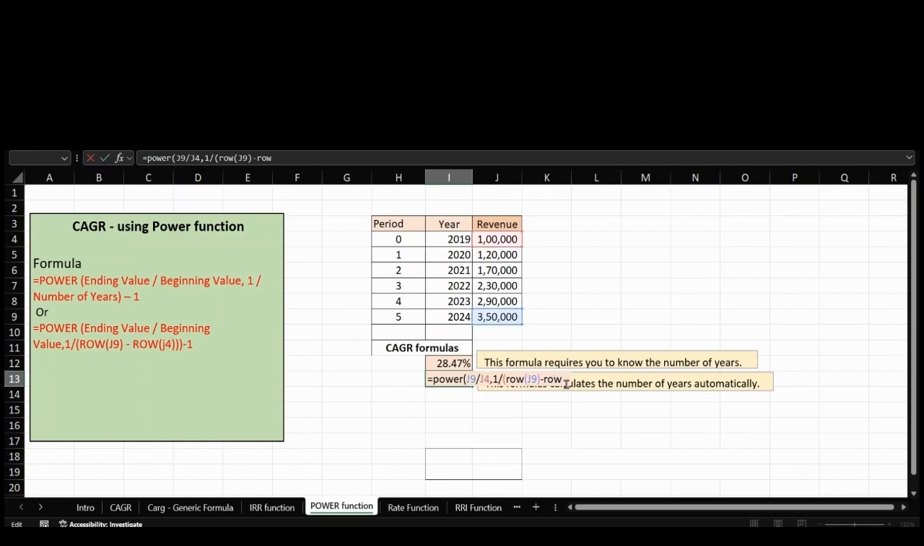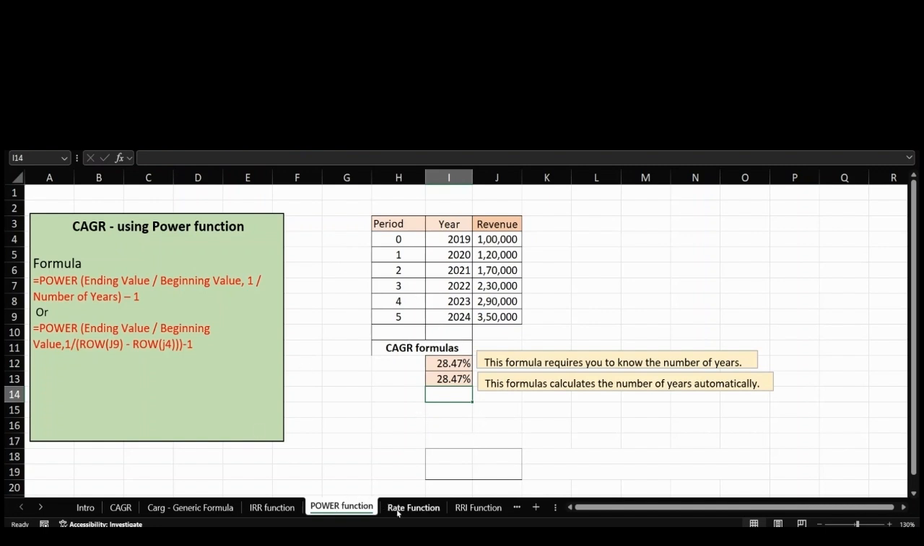So cell reference of beginning value. So this is the beginning value minus 1. So we got the answer. So this is the way we use the power function.